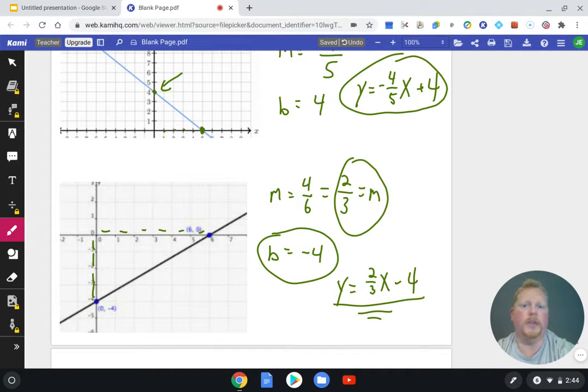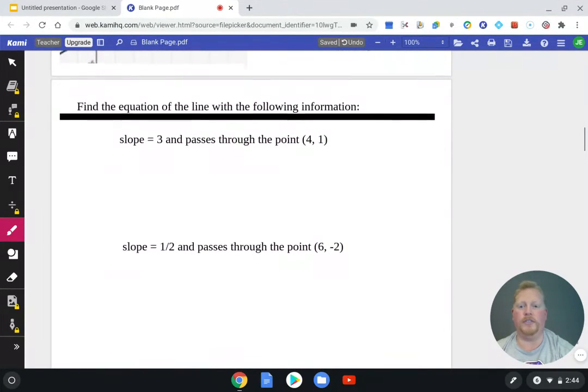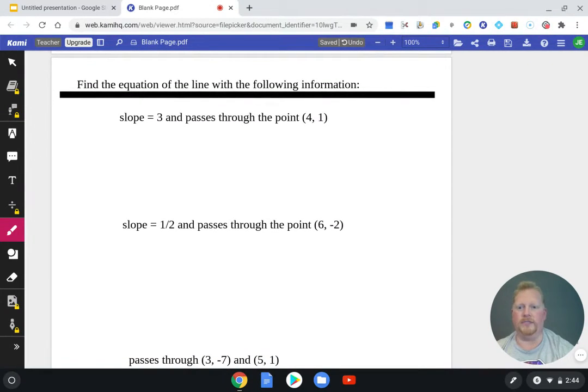Okay? So, what if, instead of giving you a graph, what if I just give you information about the line? Could you figure out the equation of it based off of this information? So it says, find the equation of a line with the following information. The slope is 3 and passes through the point 4, 1. So if you recall, you only need 2 things to find the equation. You need the slope and the y-intercept. Well, they give us the slope, so that's half the information that we need. But they don't give us the y-intercept. Instead of the y-intercept, they give us some random point that the line goes through.